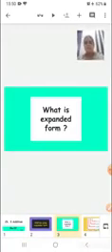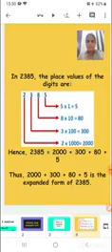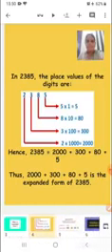Children, when we look at the number, each number has a place value. It determines the value of that digit according to its position in the number. Now, look at this example. The number that is given is 2385. You can see the number 5 which is in ones place.